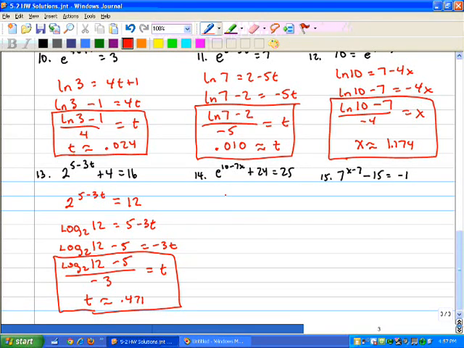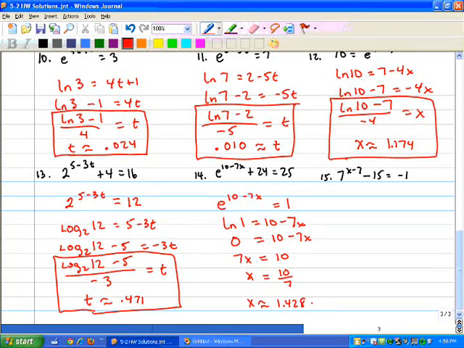Number 14, again, we must first get the exponential term by itself, so we subtract 24 from both sides. We get e to the 10 minus 7x equals 1. Change this to logarithmic form. We get ln 1 equals 10 minus 7x. ln 1 is simply 0. So 0 is 10 minus 7x. Add 7x to both sides and divide by 7. We get x equals 10 sevenths. As a decimal, that would be 1.428 or 1.429, depending on whether or not you rounded or chopped.